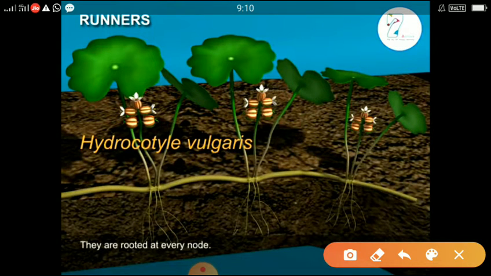What is a node? The parts of a stem where leaves are attached, those parts we call nodes. Next, the gap between two nodes we call internodes. So these are the definitions of nodes and internodes. So the runners are rooted at every node.